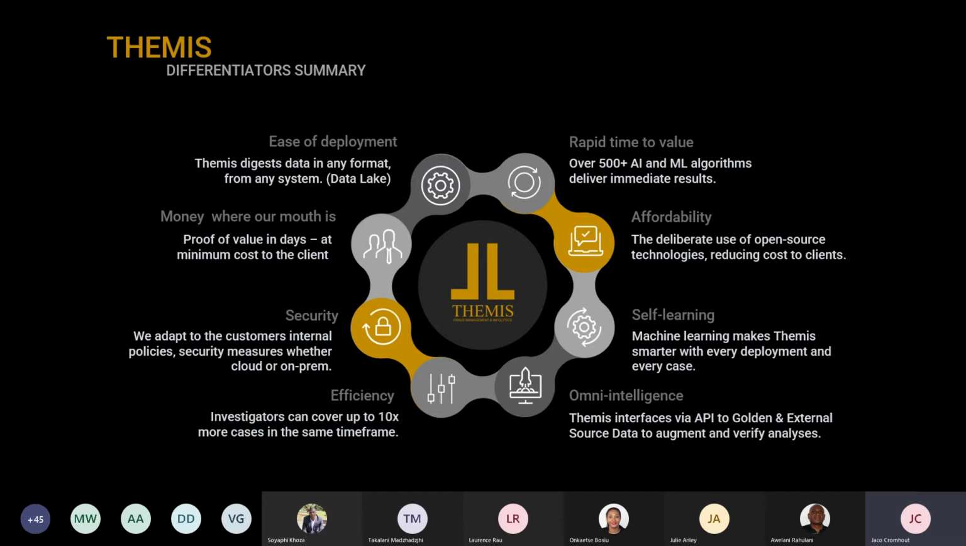Ease of deployment, as I said, we digest data in any format from any system into our data lake. We also are a cloud native solution, so we can provide solutions in the cloud from Azure, AWS, public, private, hybrid. But we also know that your big enterprises and, for example, your public enterprises would like to have the solution deployed in their own environment. So we have a version that can run in the client's own data center without a problem.